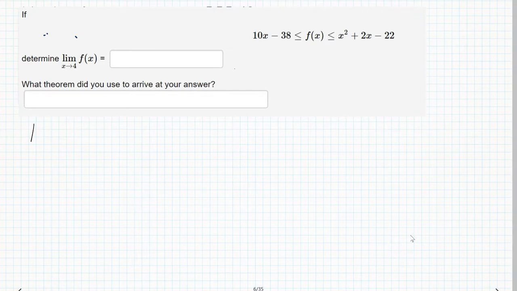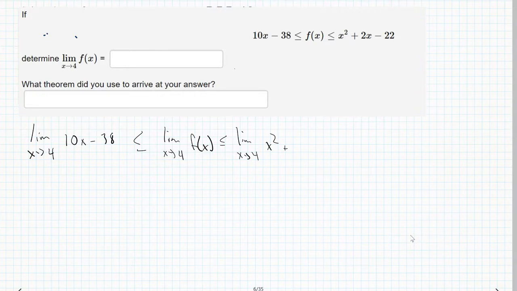So in this case, what do we have? Well, let's just use what we can. You take the limit as x approaches 4 of 10x minus 38 is less than or equal to the limit as x approaches 4 of f of x, which is less than or equal to the limit as x approaches 4 of x squared plus 2x minus 22. So if this happens for all the values, we should have this working for us as well.